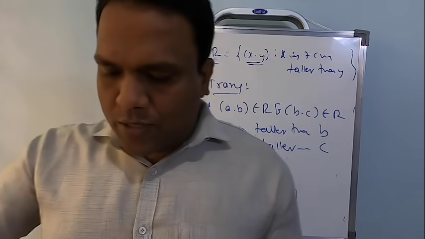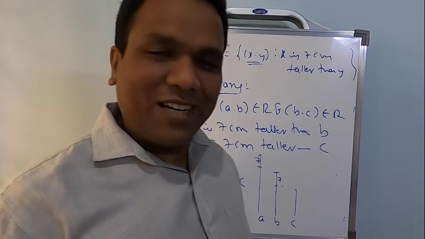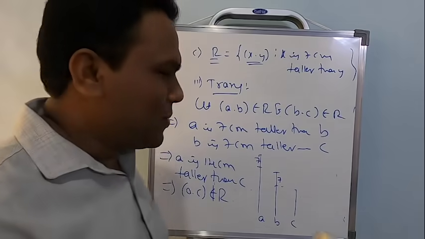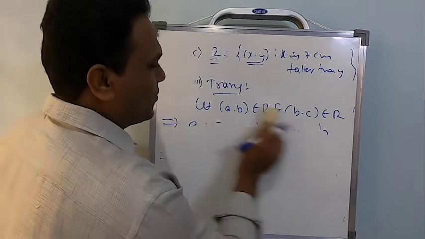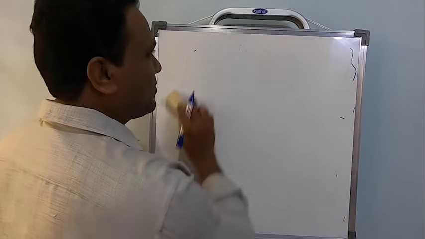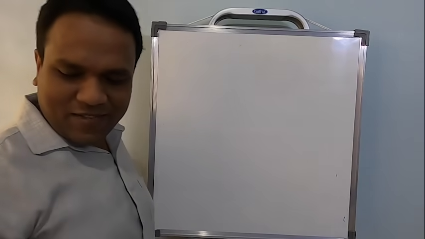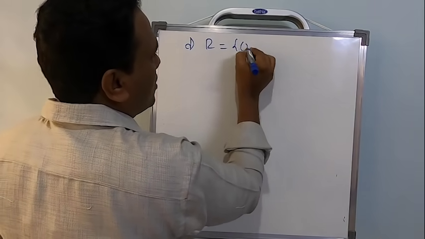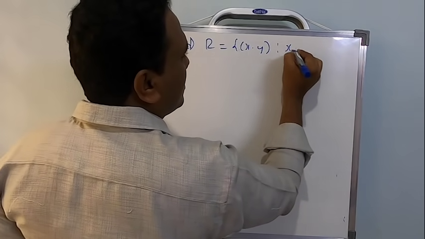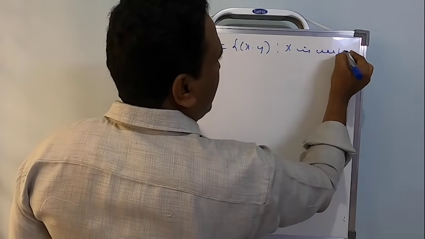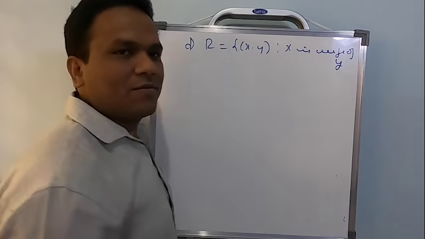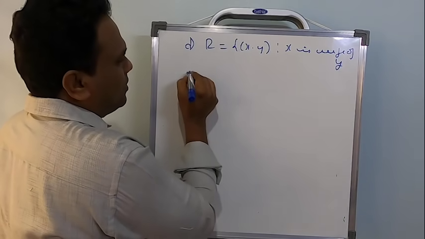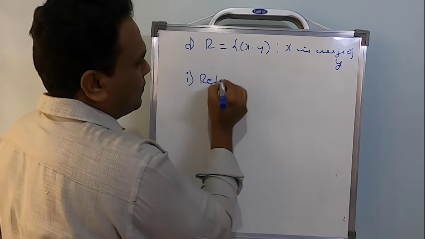Okay students, now let's move on to an interesting one. I know you will laugh at this example. I have laughed many times whenever I went to teach this. Let's have an example, that is D. R contains ordered pairs (X, Y) such that X is wife of Y. Now let us start with reflexive.